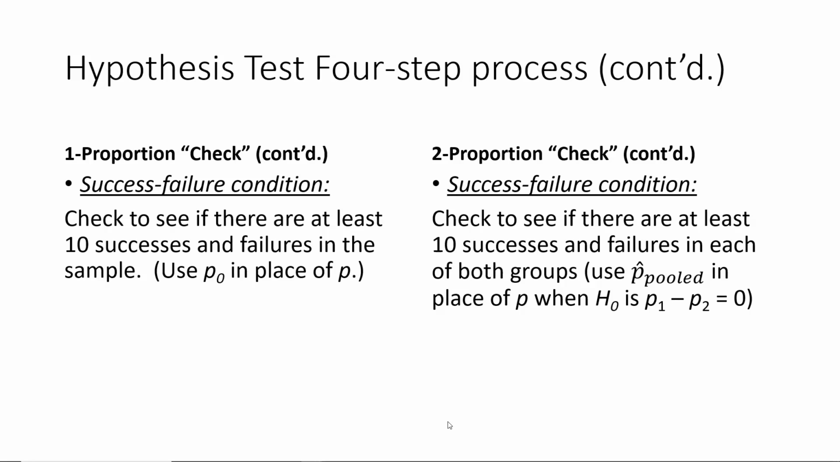So the last condition we need to look at for the one and two proportion hypothesis test check step is the success failure condition. There's only one thing I want to point out about the difference between the two. For the one proportion case, we use the null hypothesis value p subscript 0 for all calculations of the success failure condition. However, for the two proportion case, we have to be careful because we need to use the p hat pooled value in place of the population parameter p when the null hypothesis is that the difference of the population proportions equals 0. That's a big difference, and we need to be on the lookout for that.